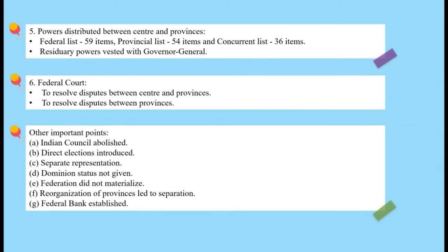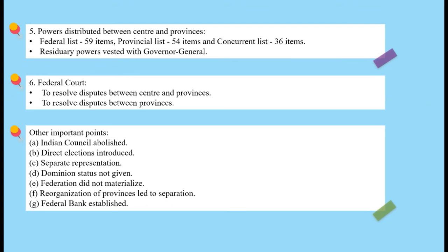Other important points. A. The Indian Council was abolished. B. Direct elections were introduced for the first time. C. Separate representation for Muslims, Sikhs, Indian Christians, Anglo-Indians and Europeans was created. D. Dominion status was not given, though it was promised by the Simon Commission of 1929.